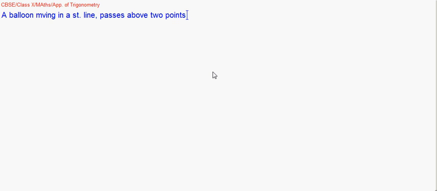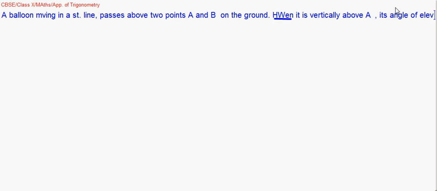A balloon is moving in a straight line which passes above 2 points, named A and B, on the ground. When it is vertically above A, its angle of elevation at point B is observed to be 60 degrees.